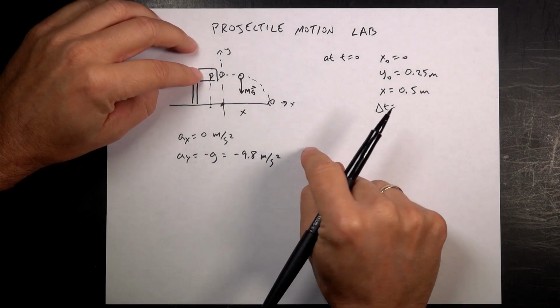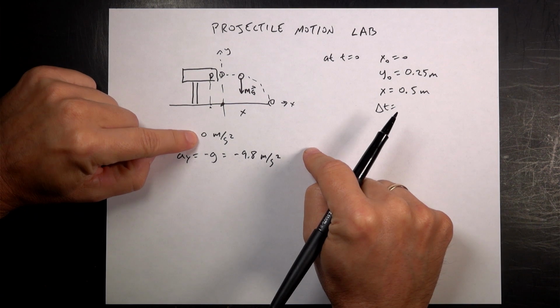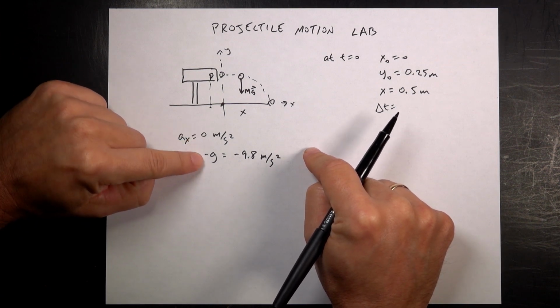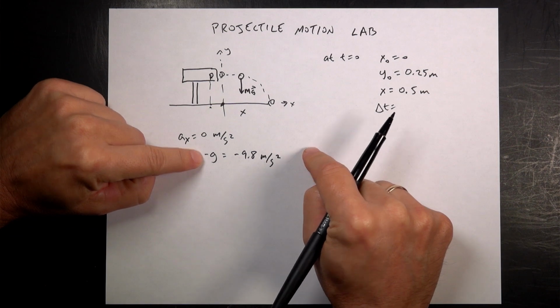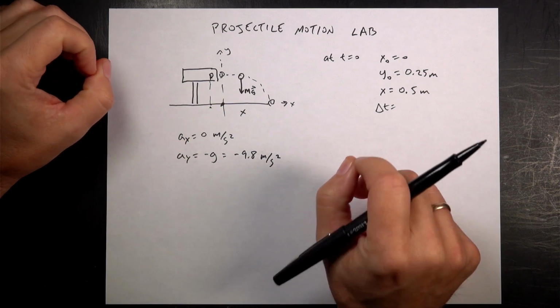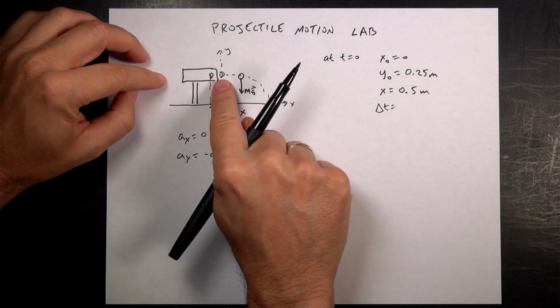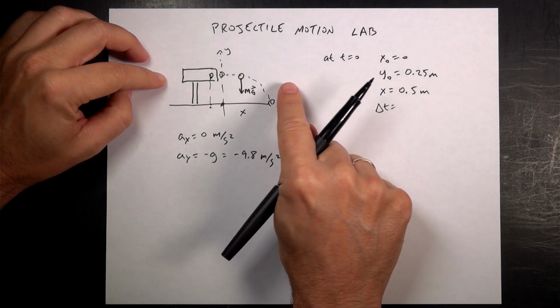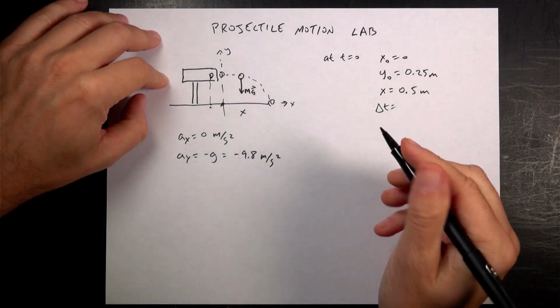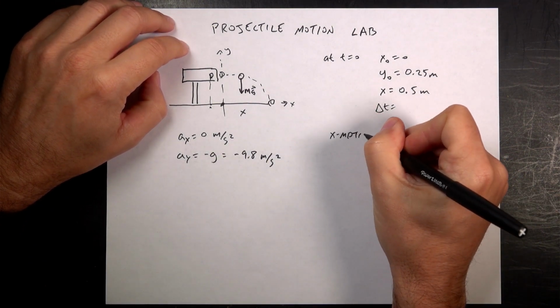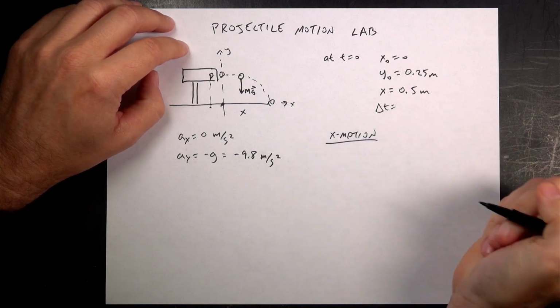So if that's true, you'll notice that this acceleration does not depend on y. It doesn't depend on anything, it's 0. This acceleration does not depend on x. So what we get is 2 independent equations of motion. I can look at the motion of the ball in the x direction independent of its motion in the y direction. So in the x motion, I really only have the one following kinematic equation.